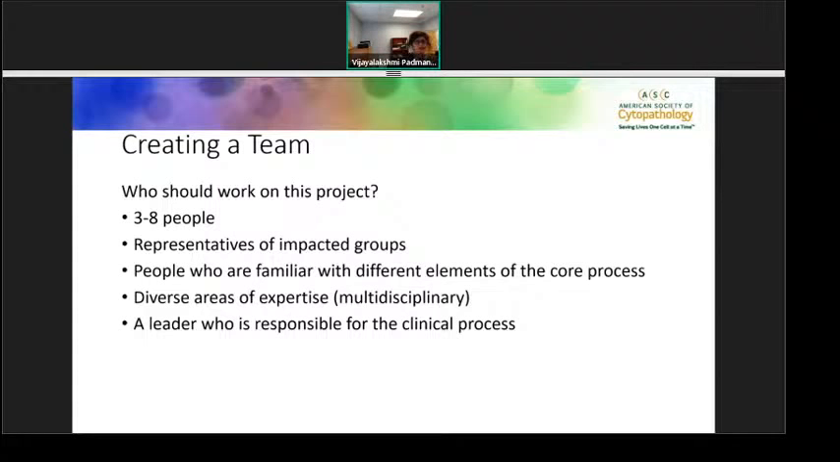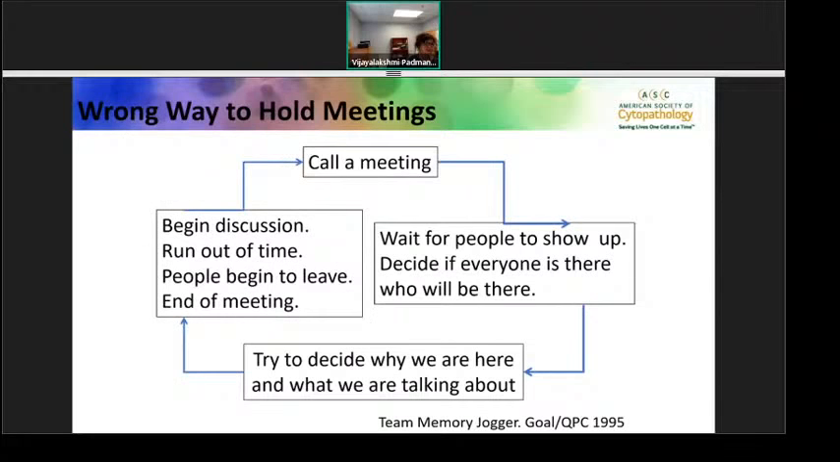But it would be nice to have people who are familiar with different elements of the core processes. It would be nice to have a multidisciplinary team. For me, it was great to have my clinicians sit in on some of our meetings. Importantly, you need to have a team leader because this person is going to keep track of what you're doing and how you're doing it.